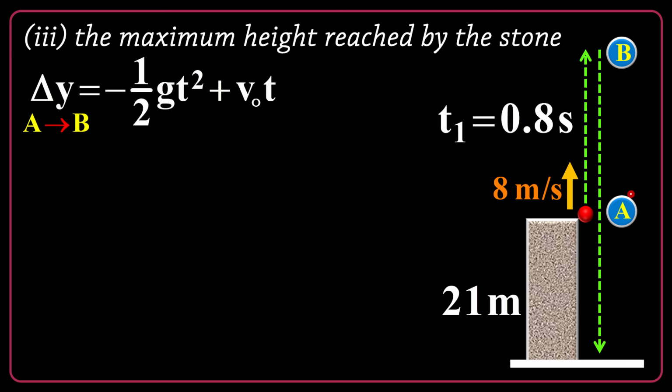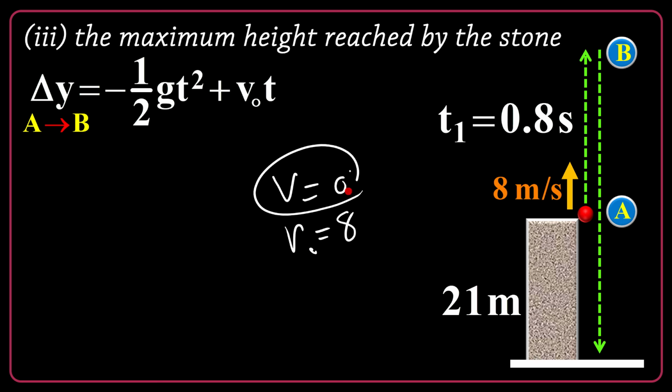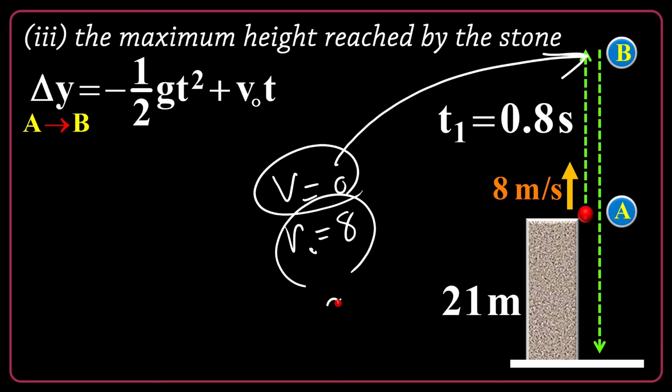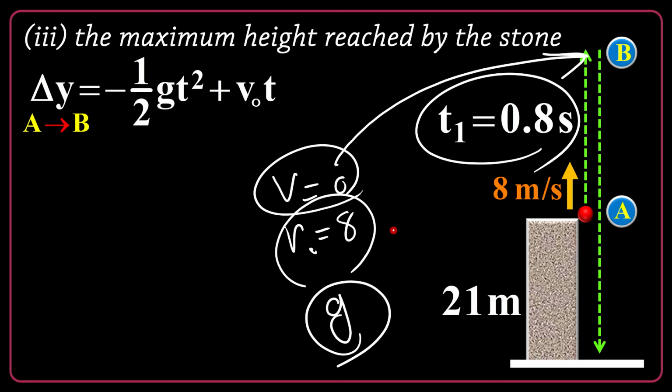Okay, here I think delta y = -½gt² + v₀t again is the best for A to B. Why? Because here the v₀ is given to be 8, v will be 0, you know why, because it's getting to the peak point. g also is given, and I know that the t from A to B, from the first part of course, is 0.8 seconds. So everything is here. I'm just looking for delta y from A to B.